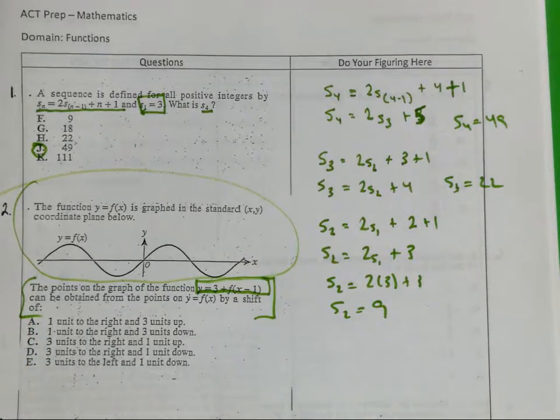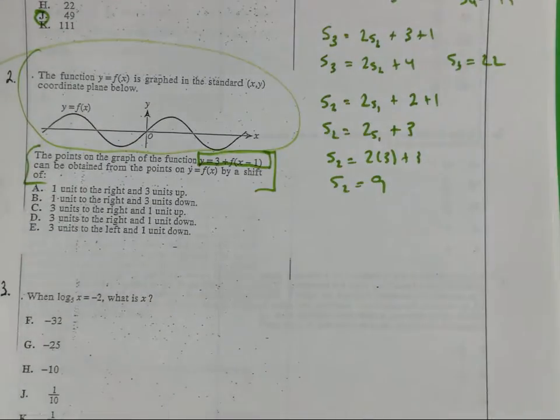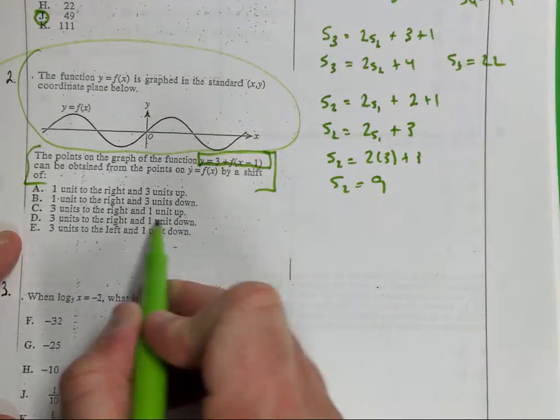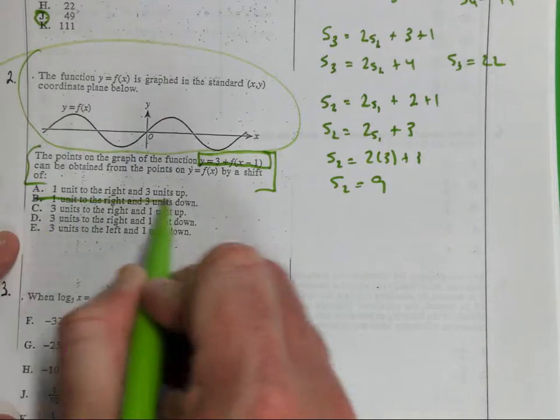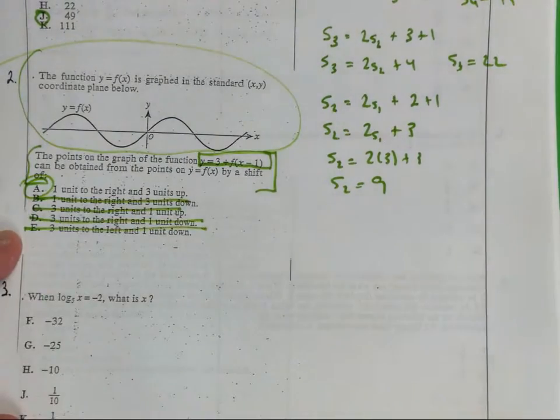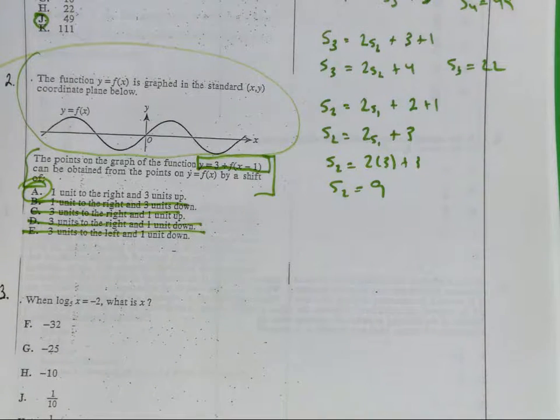The plus 3 on the outside of the function does what to the graph? Up. It moves it up. So we're going to move up how many? 3. Well, let's see where it says move up 3. Not that one. Not that one. Not that one. Not that one. So what's your answer? See that? Because it said move up 3 units.